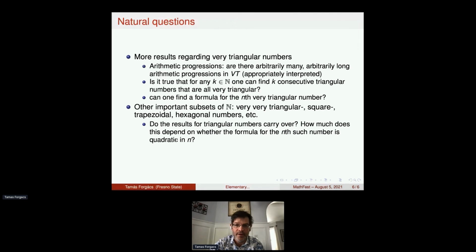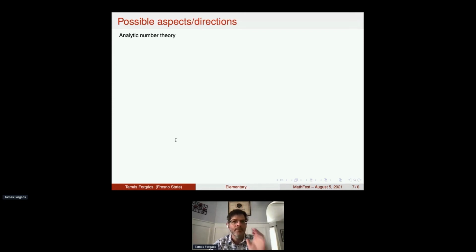And see whether or not the results known for the triangular numbers carry over, and how much this depends on the degree in n of the formula you have. So triangular numbers are quadratic in n. If you look at that closed form expression, maybe there are other interesting sets of numbers where that polynomial degree is large, or as large as you can make it, and maybe things are still okay. You can also go from binary representation to base 3 representation or base q representation. Sky's the limit there.